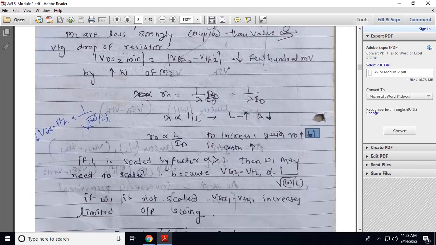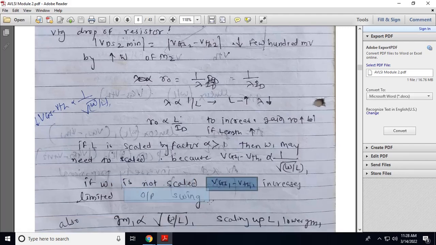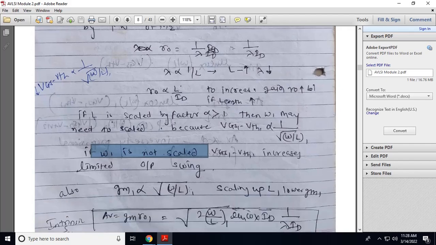Now if we scale L by some factor alpha greater than 1, then we have to scale the size. So not only focusing on length, we have to focus on width, because VGS minus VTH is inversely proportional to the square root of W by L, that is width by length. If W1 is not scaled, VGS minus VTH will increase and it will limit the output swing. So if the width of transistor 1 is not scaled properly, VGS minus VTH will increase and it will limit the output swing.